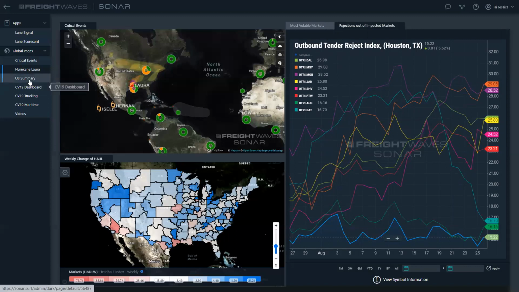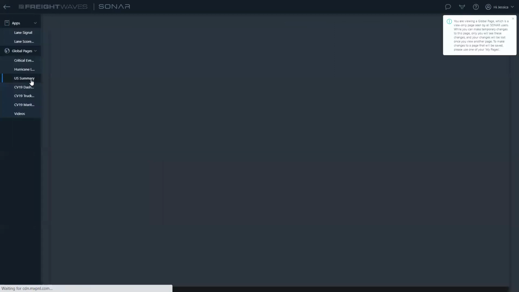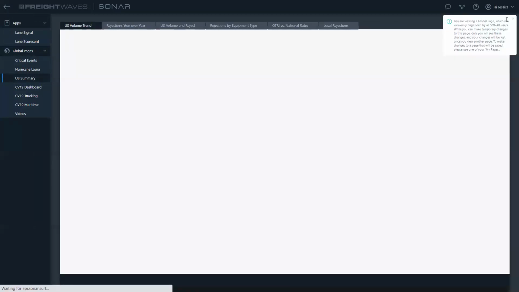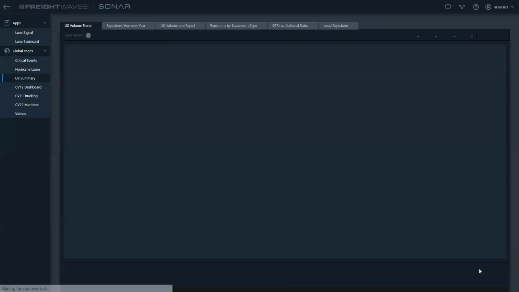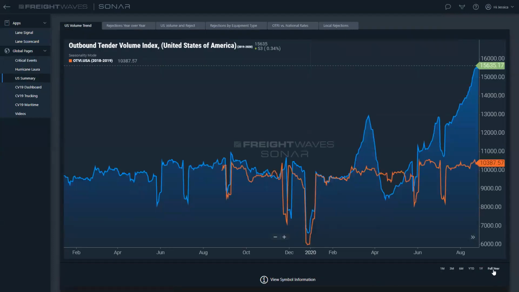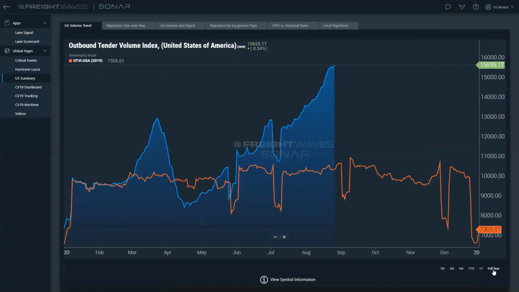The next page over here is our US summary page, and this is a little bit more of the high-level overview of the freight market. Take a minute to come up here. This is the year-over-year volume change. So volume means freight going out. So this is on a national level, just to kind of see where we're at compared to 2019.